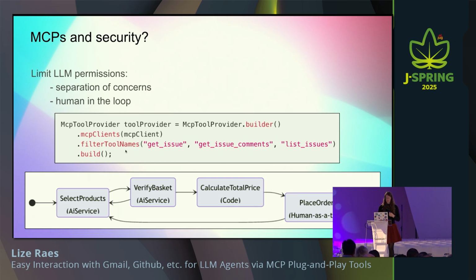So what you see here is that in LangChain4j, you can filter the tools that you're going to expose. So maybe you only want to check issues on your GitHub repo, and you don't want create repo. Now, on your GitHub key, you can set these things too. But it depends really on the tool you're using how granular you can do this. That's why I would really recommend filtering tool names. And then put a human in the loop for these important things.